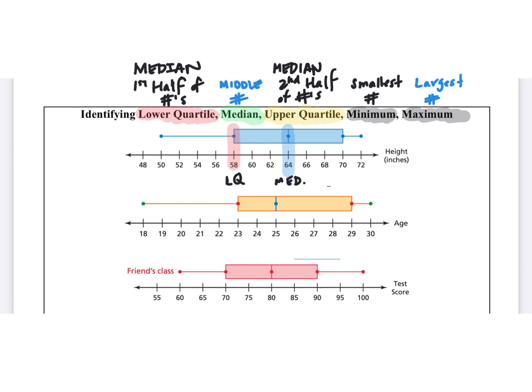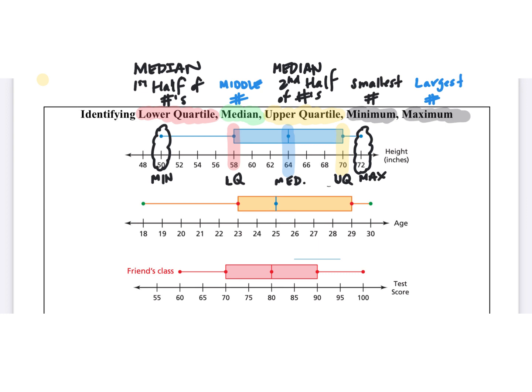And then lastly, our upper quartile is the second half of that box. So we are looking for the second half of the box, and that is what we call our upper quartile. Our minimum and our maximum are always the first and last dots, not the first number or the last number on the number line. The minimum is always the first dot, and the maximum is always the last dot.